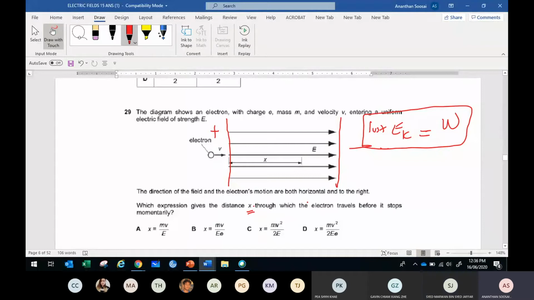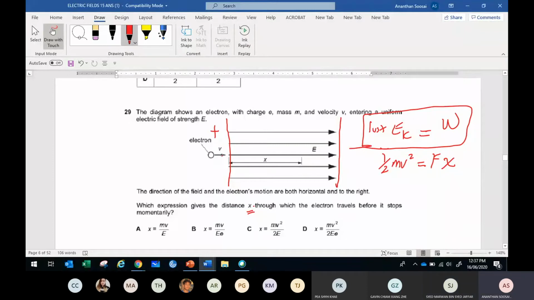So anyone got the answer? The loss in kinetic energy. What is the loss in kinetic energy? What is the kinetic energy they possess at the beginning? Half mv squared, and finally it stops. So the loss in kinetic energy is half mv squared. What is the work done by the field? F times x, the force exerted by the field to oppose the electron, slowing the electron.